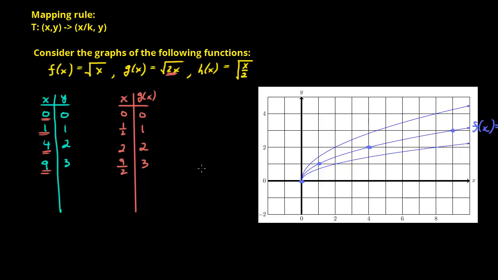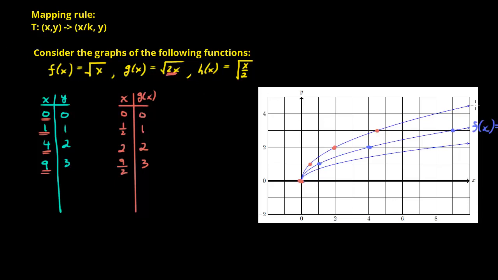So let's go ahead and graph those points and see what this looks like. Well, I've got a point here, a point here, a point at 2 comma 2, which is here, and I have a point at 9 over 2 comma 3, which is right here. So what happened here was that the coordinates of these points on f of x were compressed horizontally by a factor of 1/2.